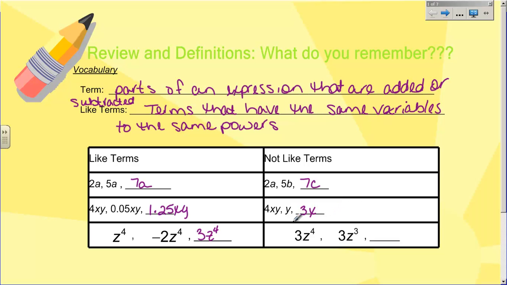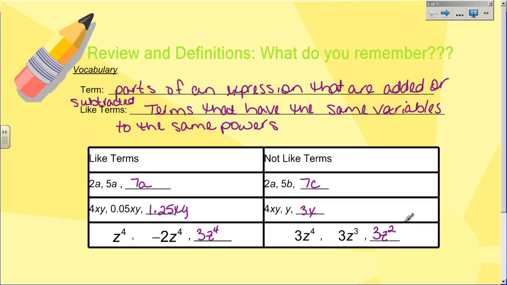If they are not alike, if the exponents are not the same, then they cannot be like terms. So you have 3z to the 4th and 3z to the 3rd. They cannot be the same because these little exponents are different. So this right here, 3z squared, is also not a like term because they don't have the same exponent. So there's the difference between like terms and unlike terms.